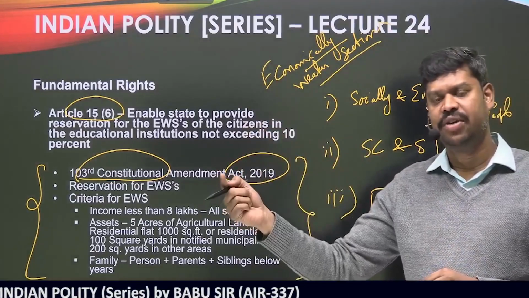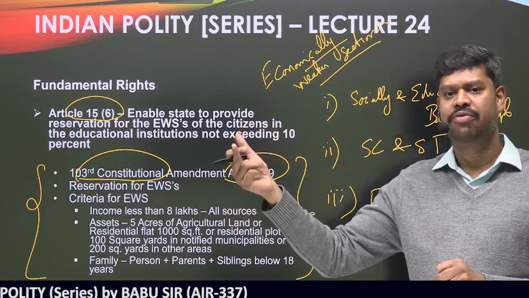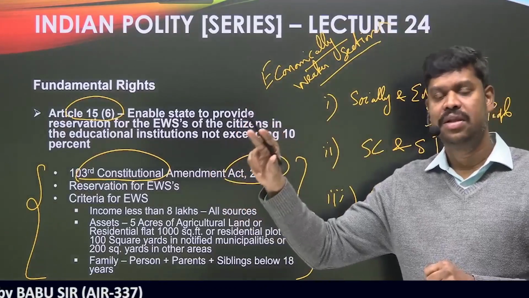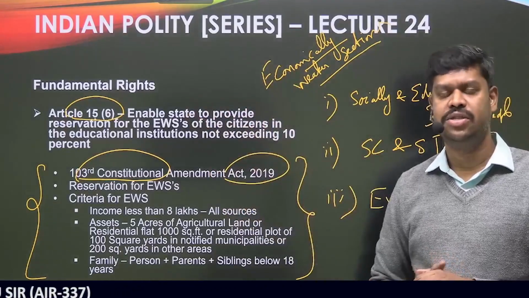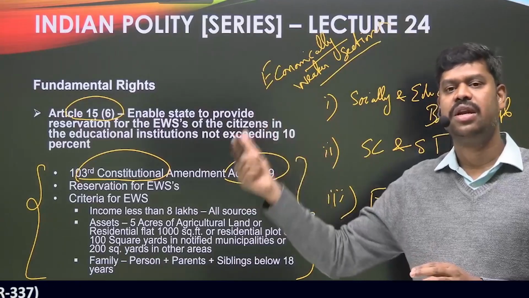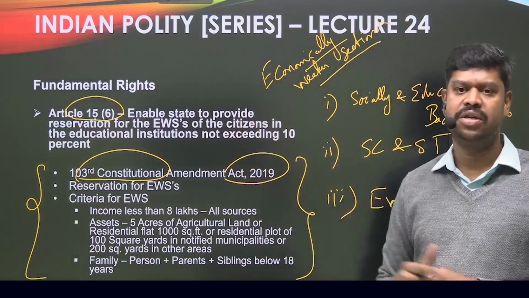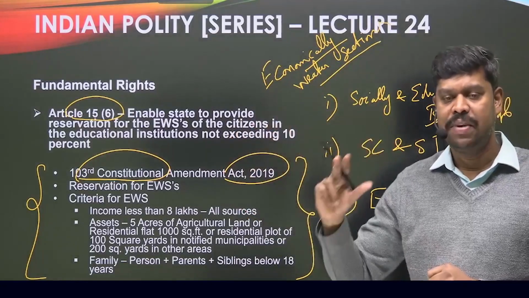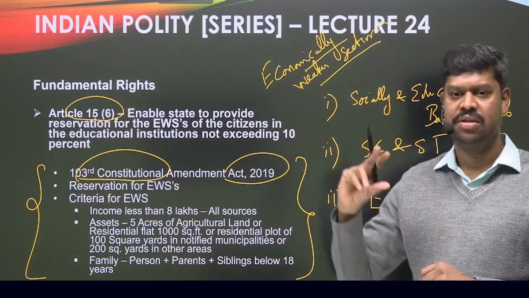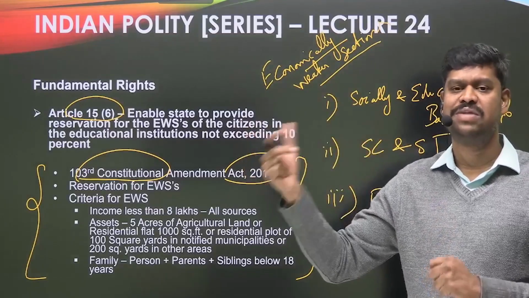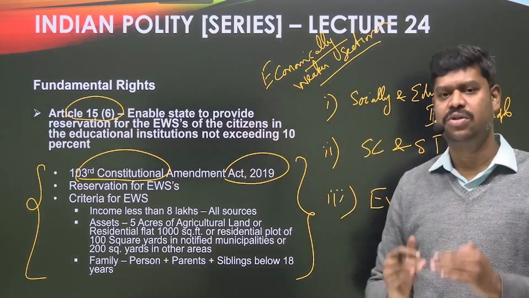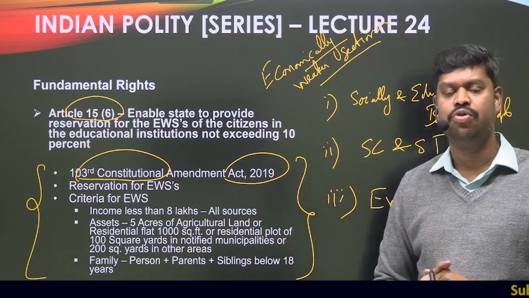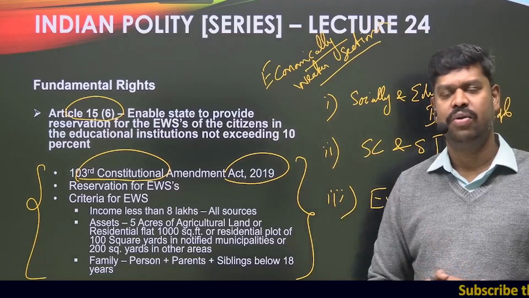Article 15 Clause 5, enabling provisions can be made for the socially and educationally backward people, Scheduled Caste and Scheduled Tribe, but the reservation can also be extended in private educational institutions. Article 15 Clause 6, reservation can be given in the educational institutions for people belonging to the economically weaker sections. They are not people backward in terms of their caste. They are people advanced in terms of their caste, but they are economically weaker. Their economic situations and conditions are not right. And hence they are also eligible to get reservation up to 10%. And that is what you'll have to understand.